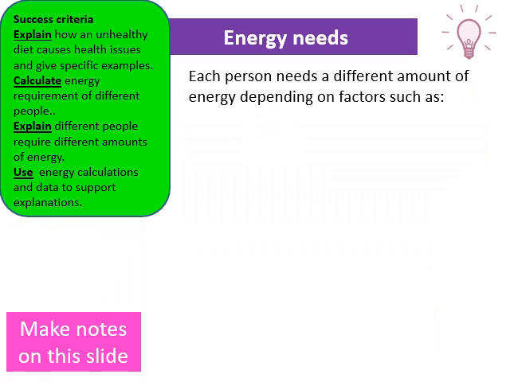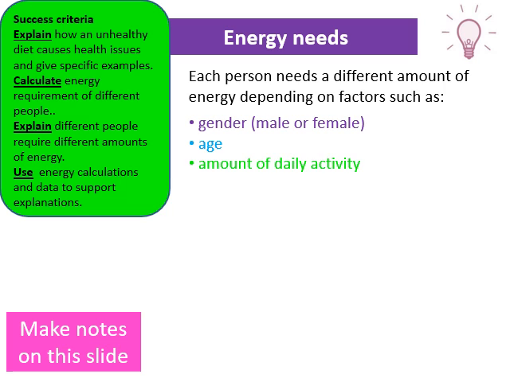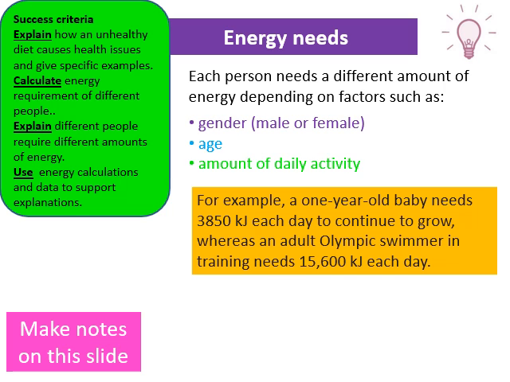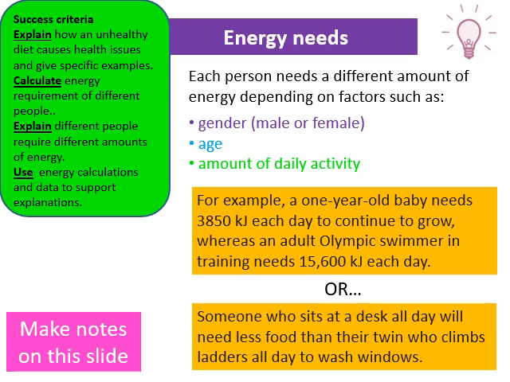The next couple of slides are new information for you to make notes on. This slide goes through energy needs. So each person's needs are slightly different when it comes to energy. So there's a couple of factors that this depends on: gender, age, and the amount of daily activity they do. To give you an idea, there are 2 examples for you on this slide, just to help you see in practice why these things might affect our energy needs.